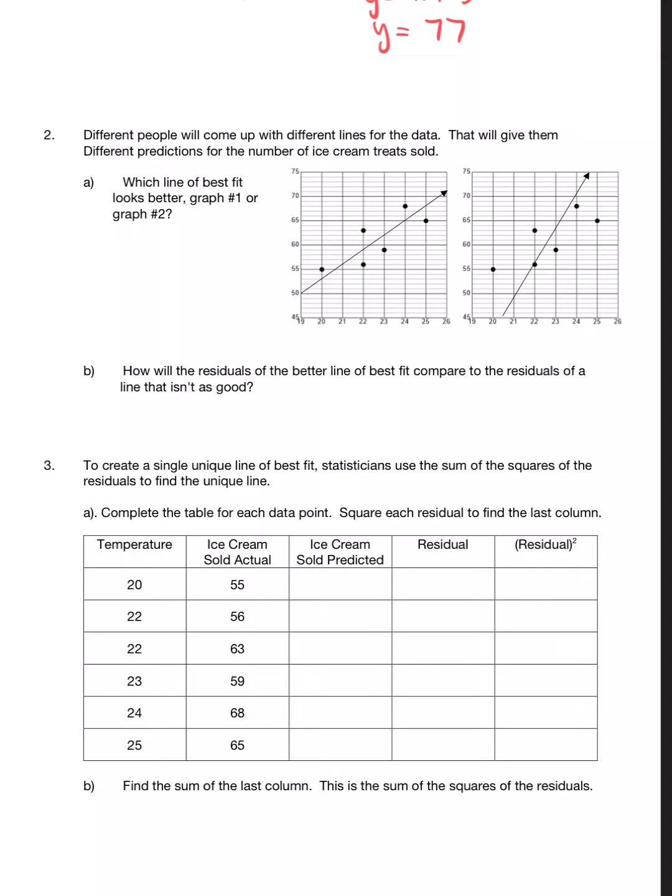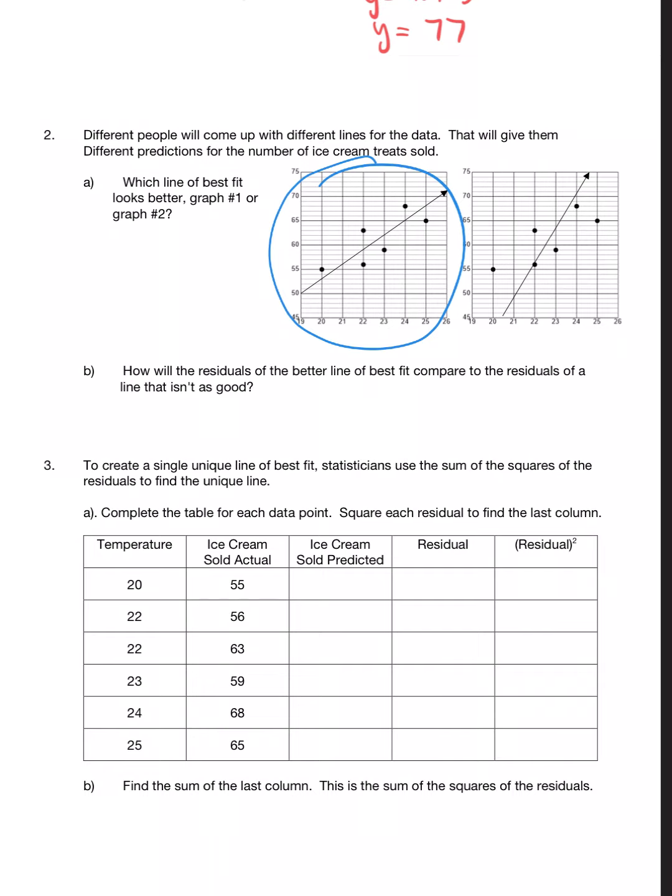So different people will come up with different lines for the data. This will give them different predictions, okay? So we've talked about this before, about how every one of us could draw a different line of best fit, but some are better than others. So this question is asking, which of these is the better one? And it's this one. This is definitely the better line of best fit.